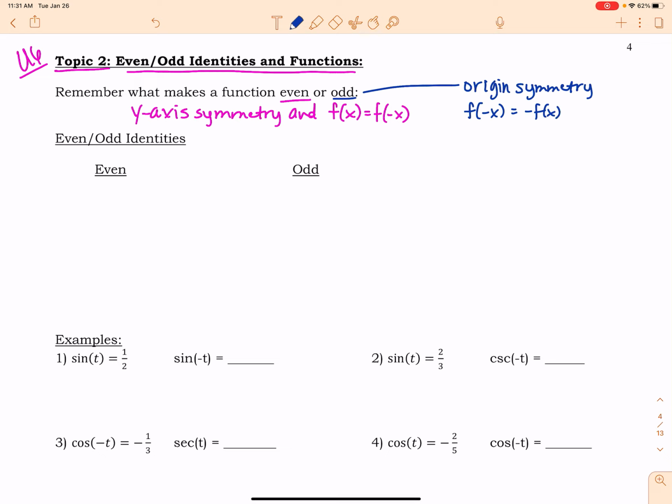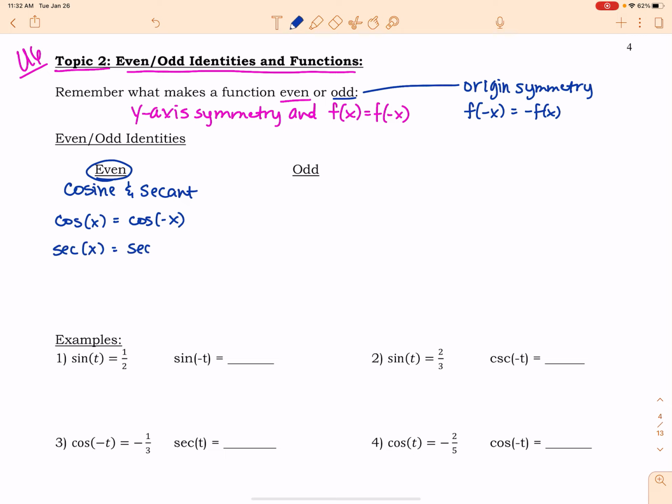As far as our trigonometric even and odd identities, there are two that are even. So there are two of them that have y-axis symmetry, and those are going to be cosine and, of course, its reciprocal secant. Algebraically, this is what it looks like: cosine of x equals cosine of negative x, and secant of x equals secant of negative x. So that's what that means algebraically.